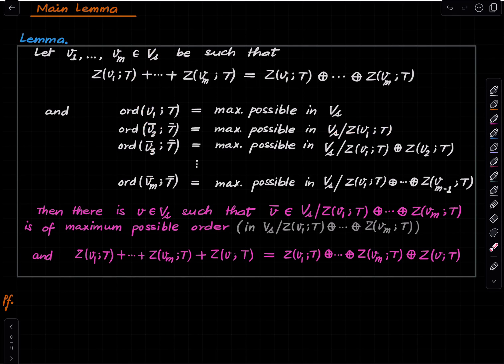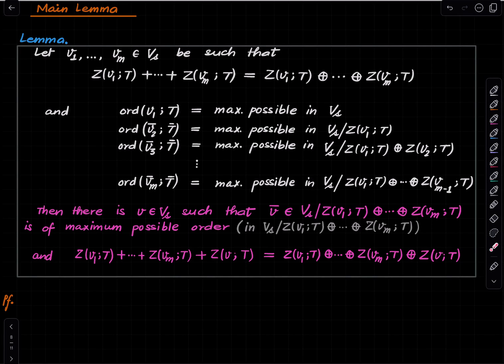Then we are saying that there is some element in the space of generalized polyeigenvectors such that the corresponding element in the quotient has maximum possible order in this quotient space, obviously, and that the sum is the direct sum. Okay? So once we prove this, it should be clear that cyclic decomposition is a corollary. But anyway, if the statement of this lemma is not clear, pause the video and read it. And with that, let us now try to prove this.